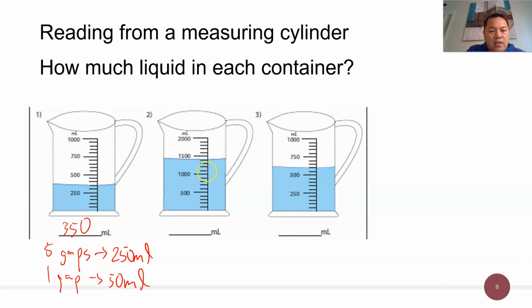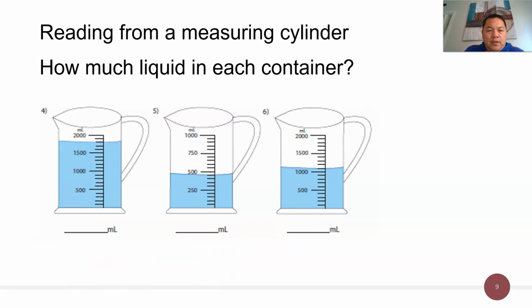What about next one here? Next one here, there are 5 gaps, and it is 500 ml. So one gap is actually 100 ml. From here, since it's the 4th one, that's how I get 1400 ml. Okay. Next one here, yep, it's the same scale as the first one. So each gap is 50. So it will be 650 for this one. So far, okay?